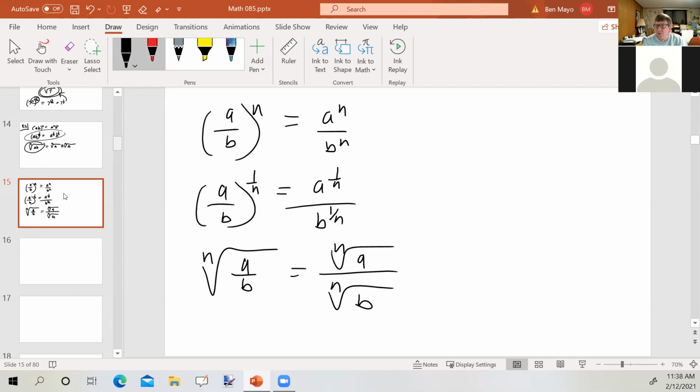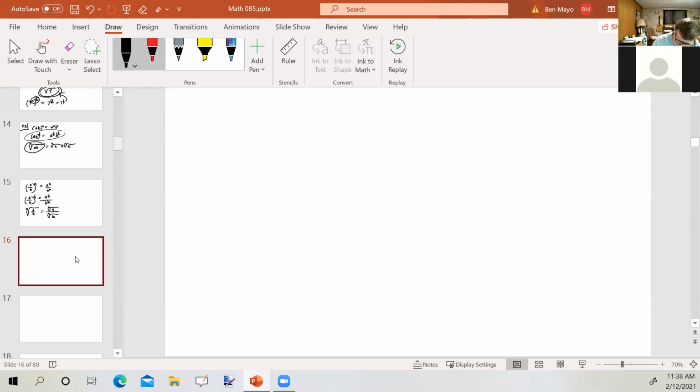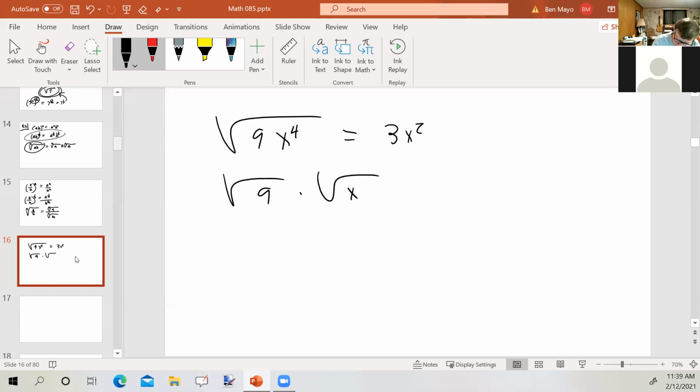Now, these two rules, we already actually used in a previous section. We just didn't talk about it much. For instance, if we say, what's the square root of 9x to the 4th, and we write it as 3x squared, what we're really doing is we're assuming that we can look at it like this. Okay, but we just kind of went ahead and did it.